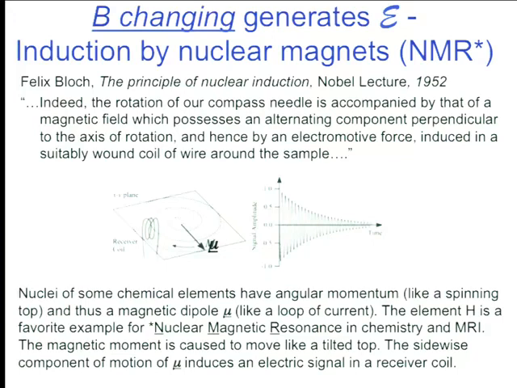The rotation of our compass needle, meaning that rotating spin, is accompanied by that of a magnetic field which possesses an alternating component perpendicular to the axis of rotation. It's rotating this way, but perpendicular, it's got this component of magnetic field, and hence by an electromotive force induced in a suitably wound coil of wire around the sample. So you just wind a coil around your sample, and as this wobbly magnet comes around, it induces a current in here. Son of a gun, you want a Nobel Prize, you deserve it.